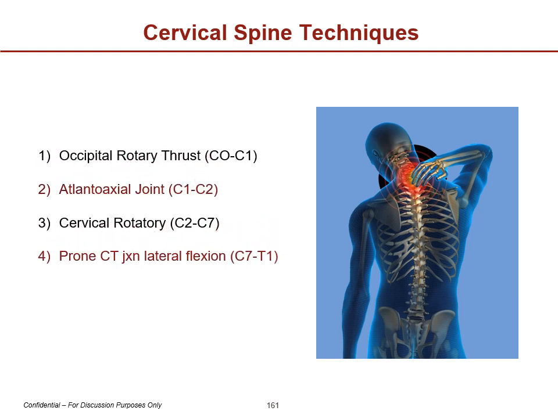The four techniques of the cervical spine that we'll be going through today are the occipital rotary thrust, the AA rotary thrust, cervical rotary, and the prone CT junction lateral flexion. Each of these techniques will be shown with a video in the following slides. The lab manual provides detailed descriptions and the logical flow and steps as previously denoted with the QR code, so you can see the videos at your own pace and in your own time. And then also the practical portion will be beneficial in further denoting the explicit knowledge of these techniques.